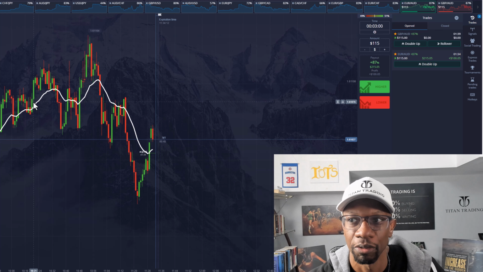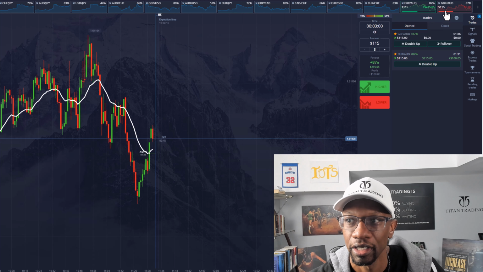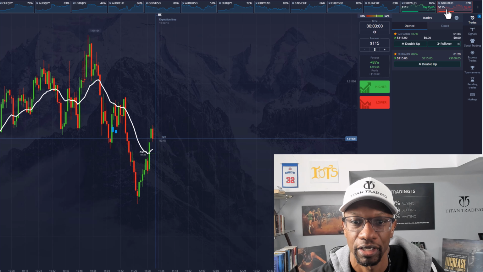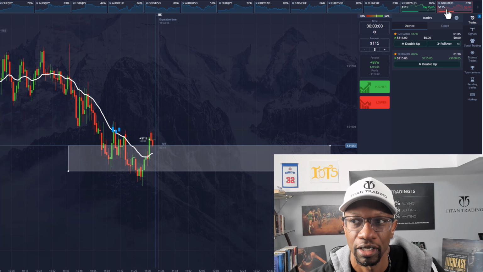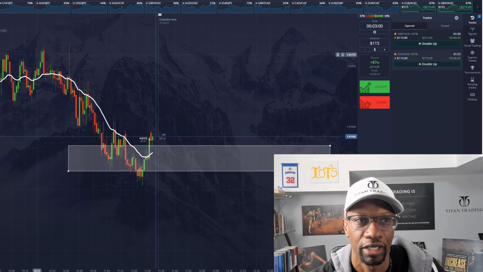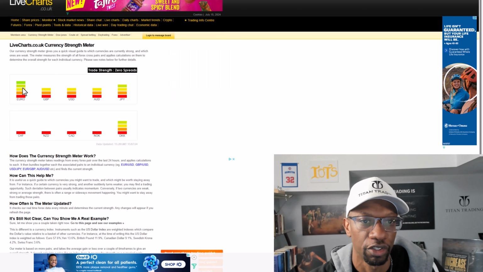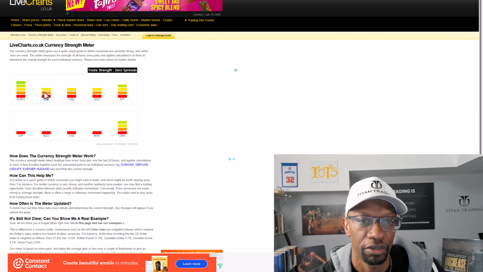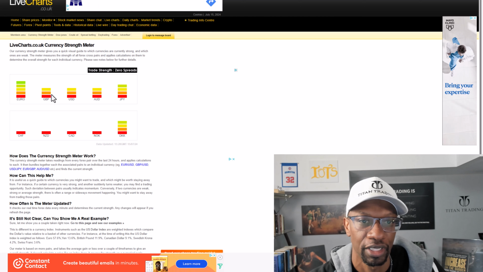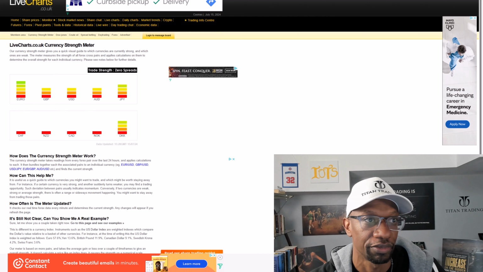So we're trying to make a double play here. We're in the Euro Aussie and we're in the Pound Aussie. On my strength meter, Euro and Pound are both stronger than the Aussie. Well, the Pound has slipped down, so it could go either way. That Pound Aussie, this Euro Aussie, we should have it. So we'll see what happens.